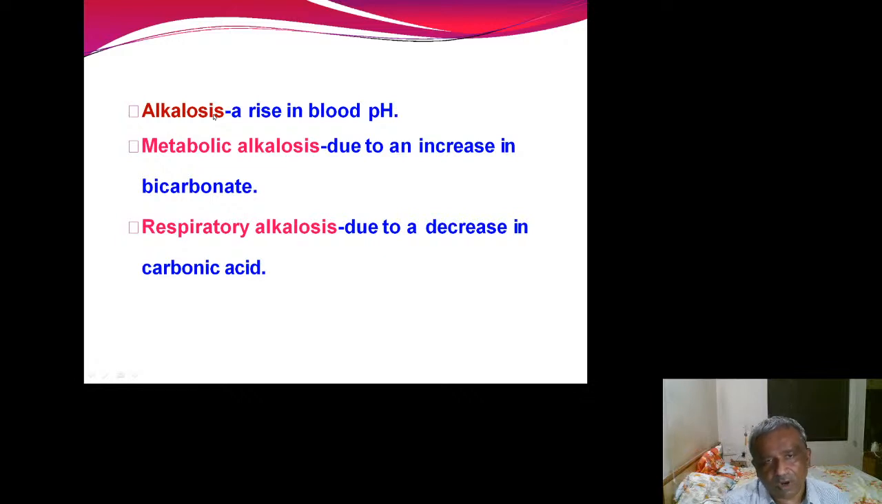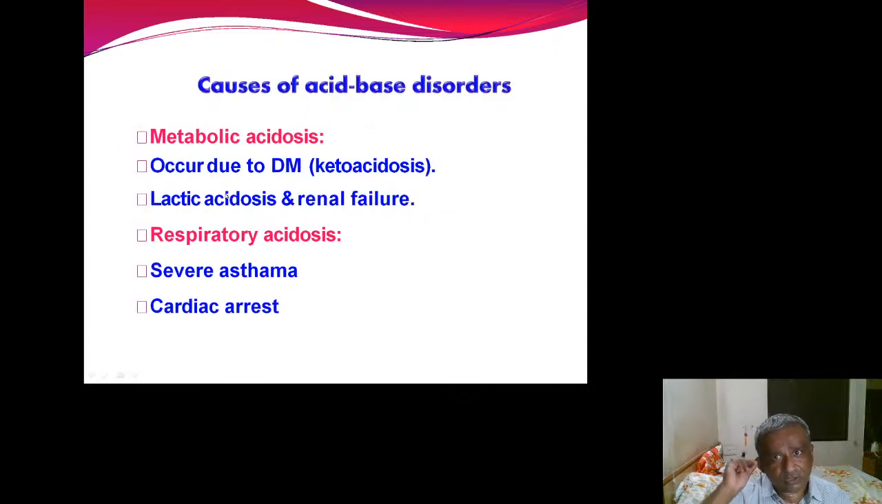Alkalosis is more alkali, a rise in the pH. Another two causes: metabolic alkalosis due to a rise in the bicarbonate, or respiratory alkalosis because of a fall in carbonic acid. Anything which washes out the CO2, anything which reduces the carbonic acid, will produce respiratory alkalosis. The causes of the acid-base disorders, we will see in detail in the last slide.